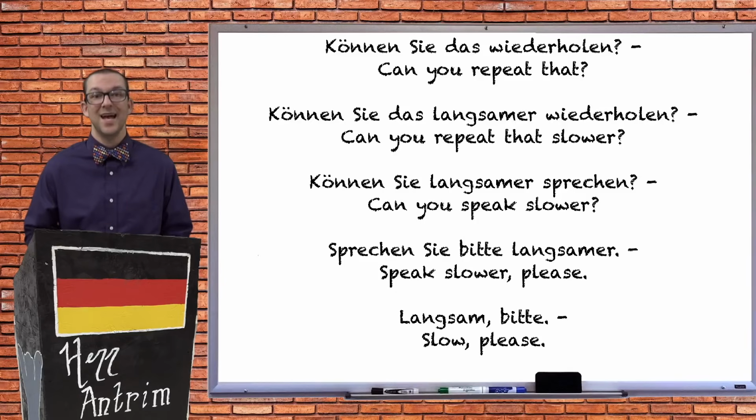Sprechen Sie bitte langsamer. You could of course be more direct and just say langsam bitte. Don't forget you need to use Sie in these phrases.